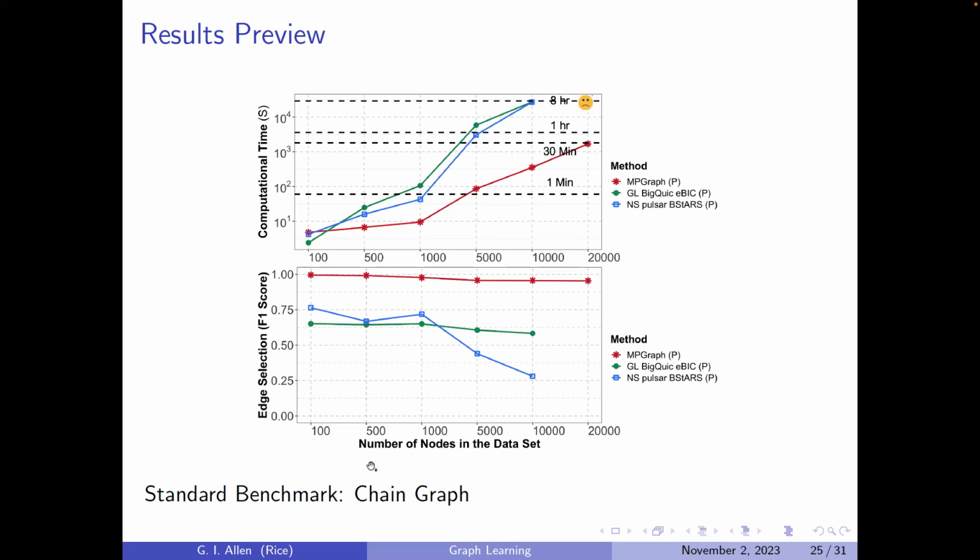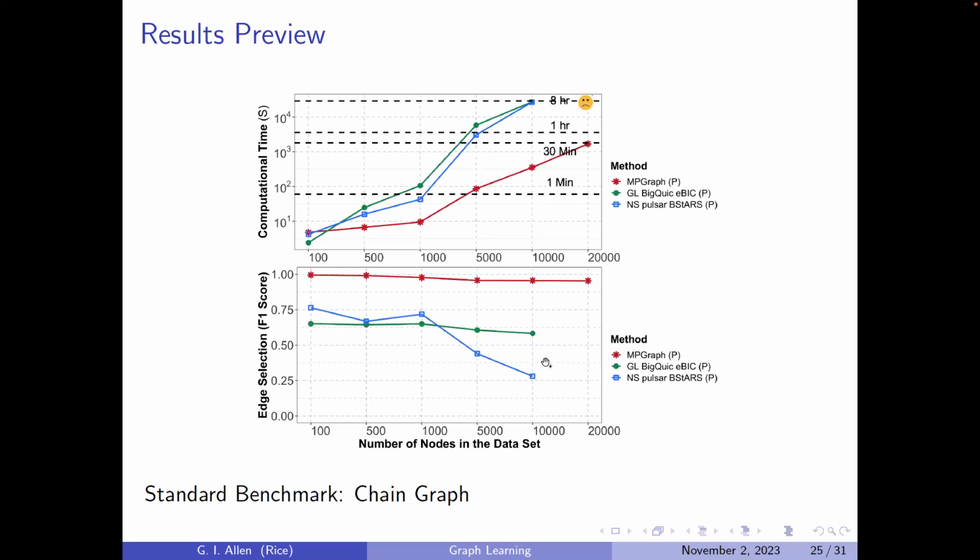This is just one standard benchmark, a chain graph. What we're doing here is varying the number of nodes in the graph from 100 to 20,000. Here we're plotting the statistical accuracy via F1 score, and here the computational time, again on a log scale. And you can see that the competing methods, this is BigQuic, and this is also neighborhood selection.